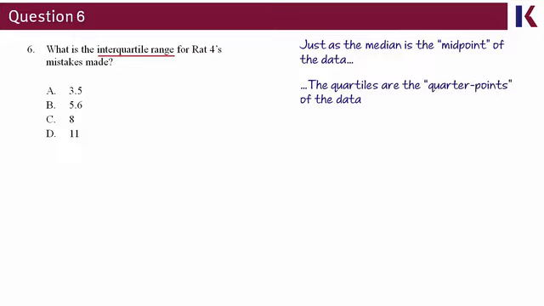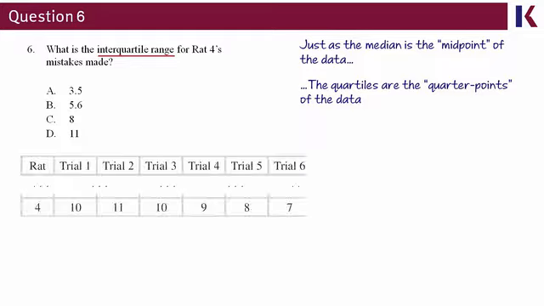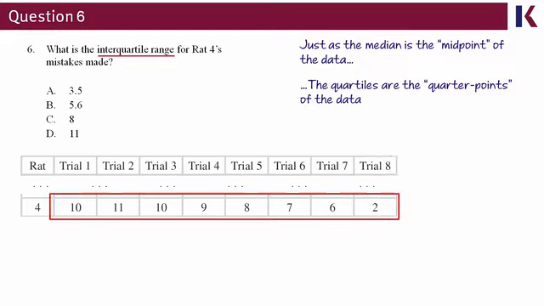Well, the quartiles, which are an important part of interquartile range, are not really the midpoints, but the quarter points of the data. Meaning rather than just one point in the middle separating data into two pieces, you've got 3 points where you cut the data to separate it into 4 equal pieces. And the places where you cut those data are Q1, Q2, and Q3, the first 3 quartiles. In order to apply that definition to this question, we do need to go back to the trials themselves. Here are the trials for rat 4. And just like we did with the median, we have to take these numbers and put them in order.